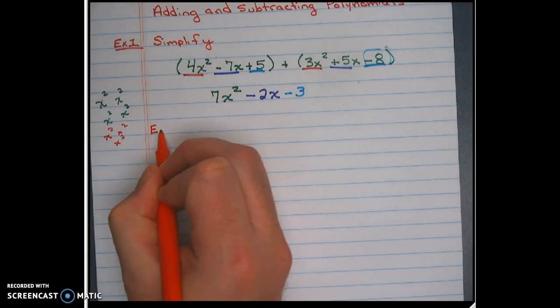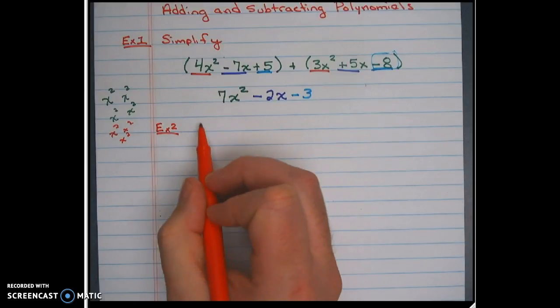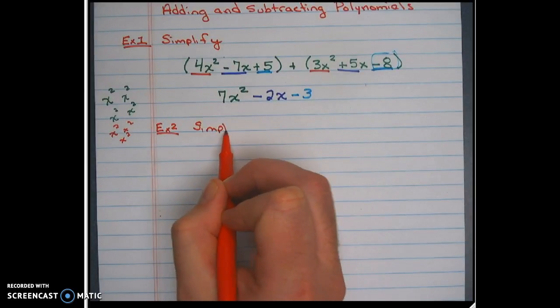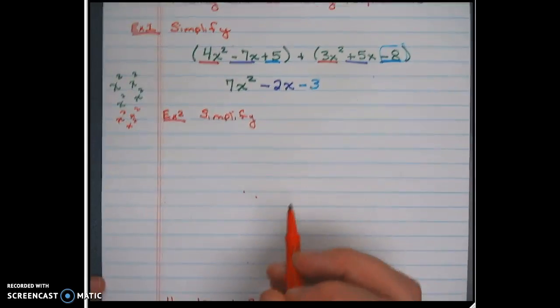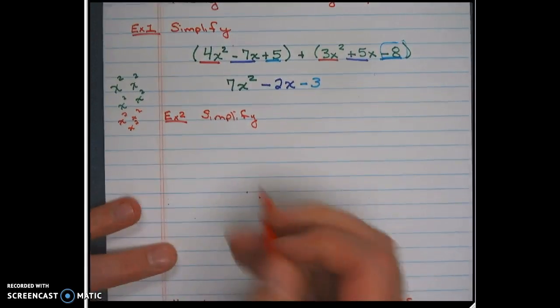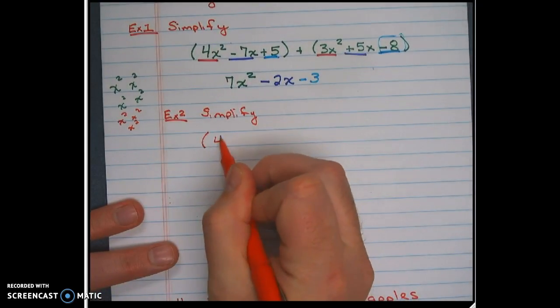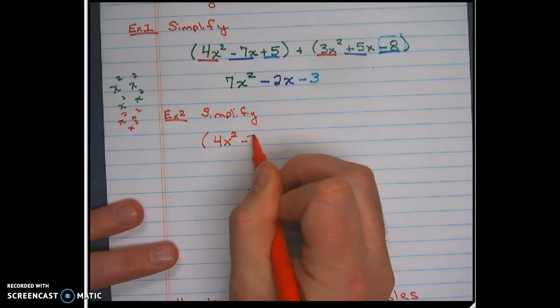So let's look at another example. The directions of all of these are going to say simplify. But let's look at one where you can't ignore the parentheses. So what if I said 4x squared minus 7x plus 5.